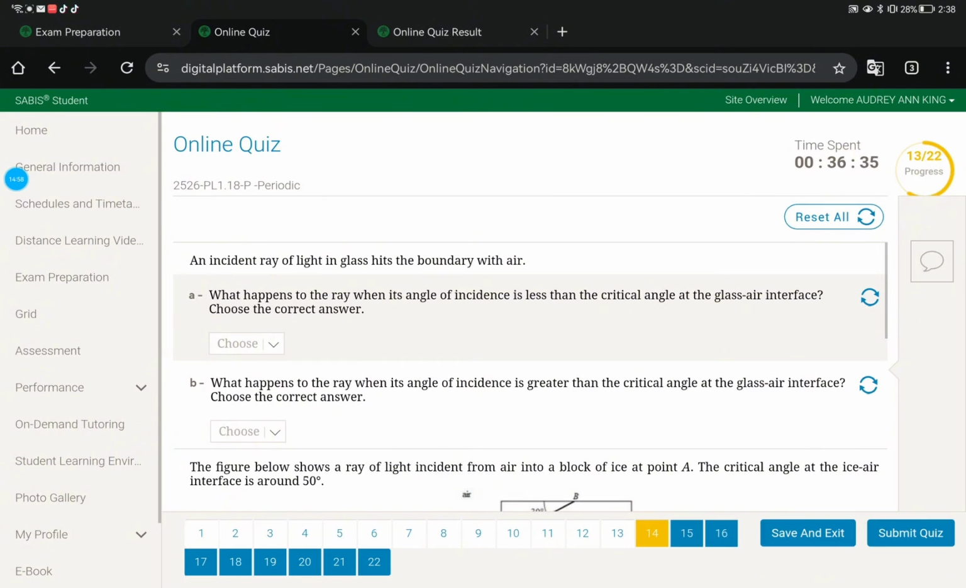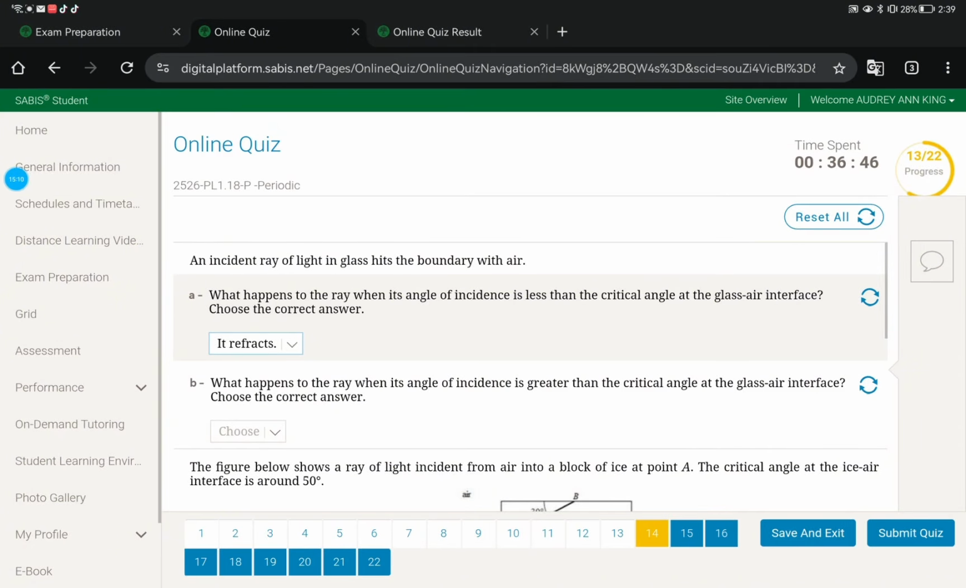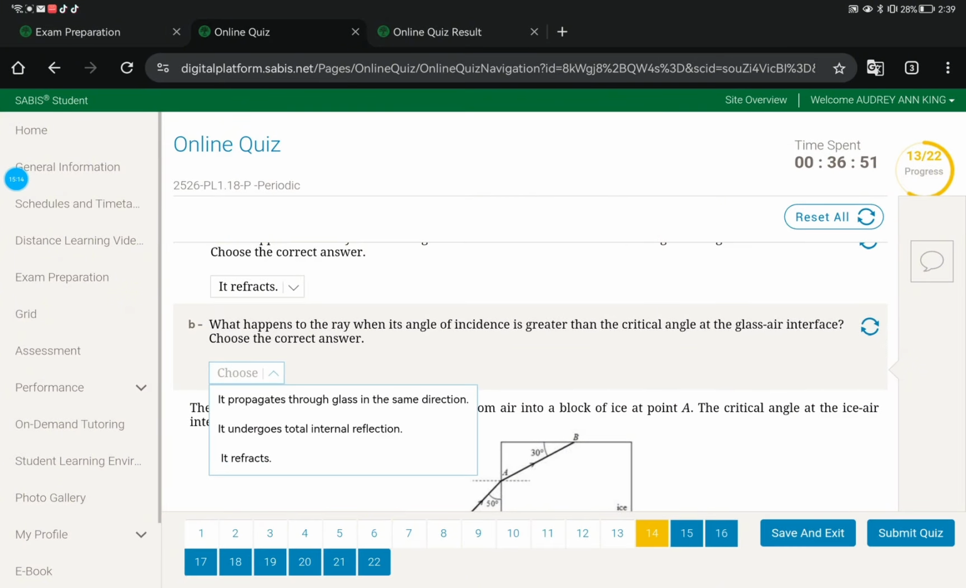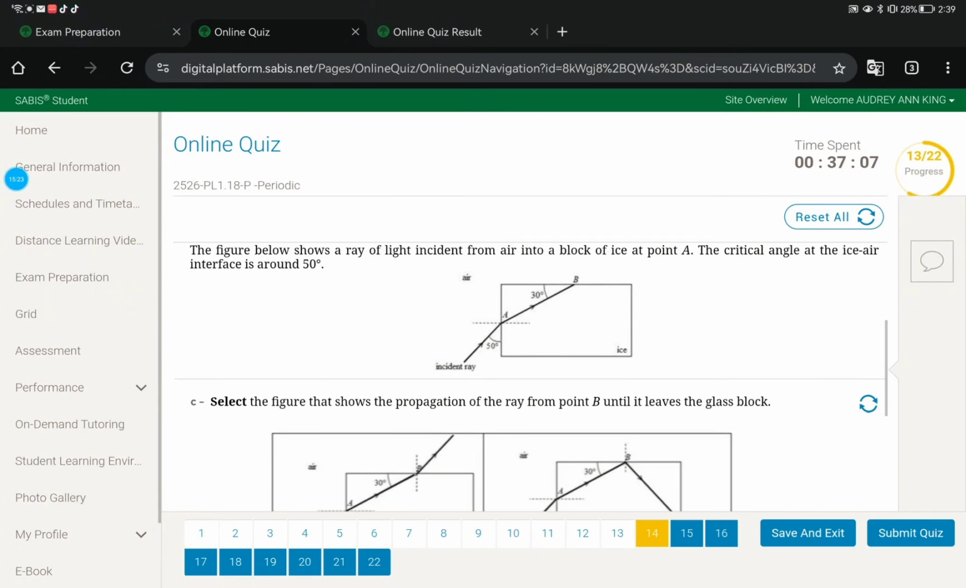At a refracted angle of 90 degrees, which causes it to travel along the boundary. So if the angle of incidence is less than the critical angle, that means it just refracts normally. But when it is greater than the critical angle, it undergoes total internal reflection. If you guys remember, in the last physics periodic, this came as a written part.